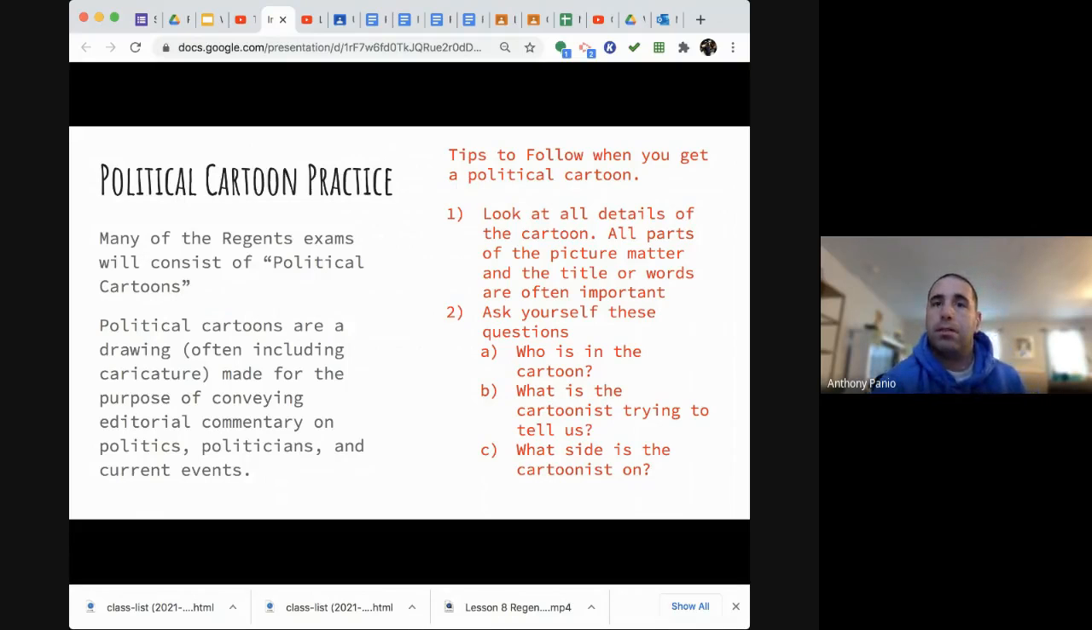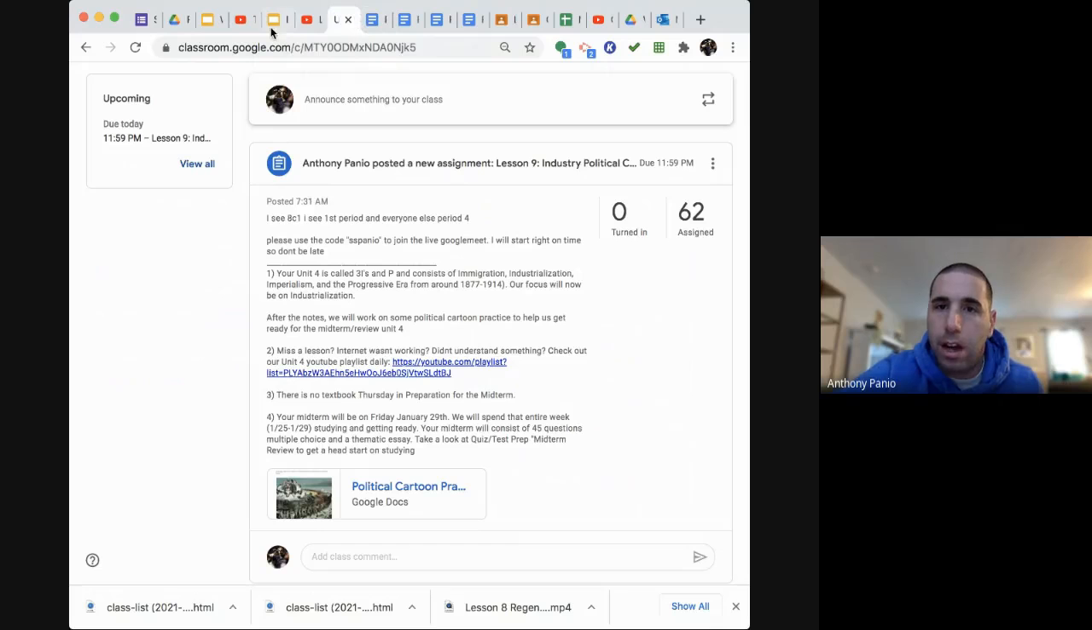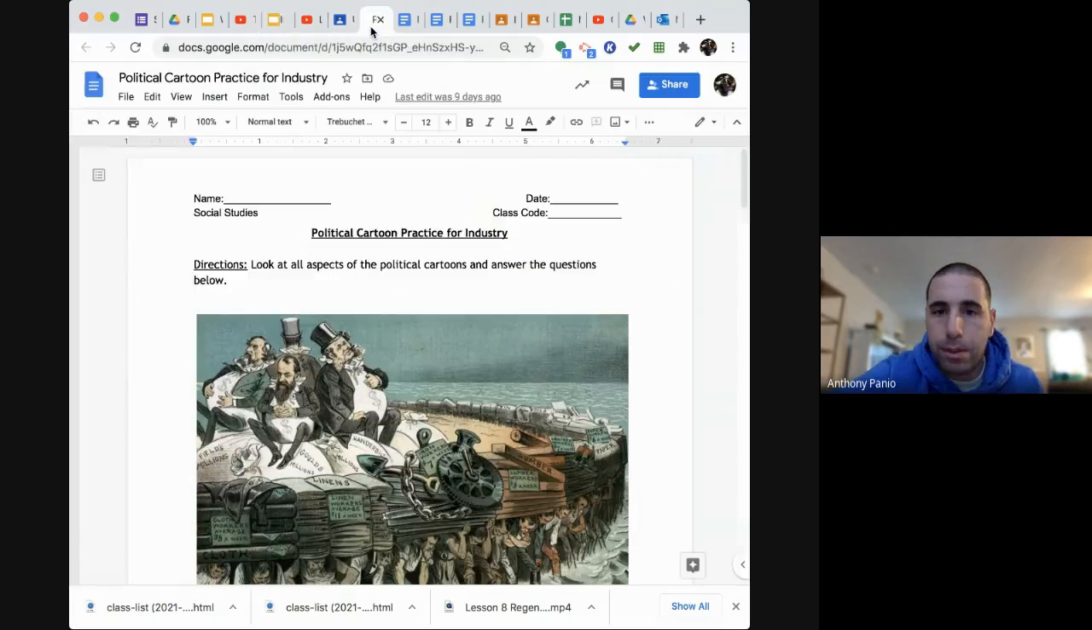If you just look at the middle of the picture, you fail to notice some of the minor details that could help bring you more information about the particular topic. So you're looking at all parts of it. I'm not going to go over the first one really, but I'll show you how I do this in a second. And then you want to ask yourself certain questions. Who's in the cartoon? Who are the characters that they're portraying? What is the cartoonist trying to tell us? What is the message of the cartoon, and what side is the cartoonist on? Are they for what's going on, or are they against what's going on? So we'll do this here. It's just practice. If you go to the doc, you look along with me.